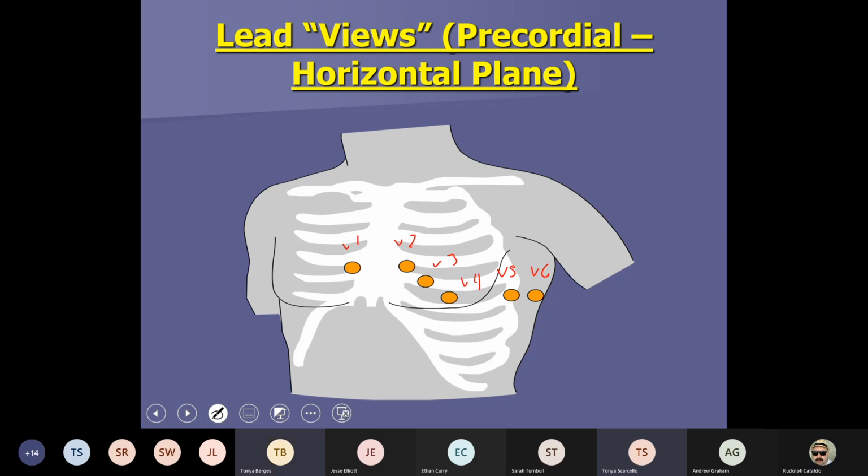Is it the first intercostal space? Let's see. 4th intercostal space on either side of the sternum. That is proper placement of V1 and V2. Most of the time we eyeball it and put them on, but proper placement is 4th intercostal space for V1 and V2. V4 is 5th intercostal space, as well as V5 and V6.